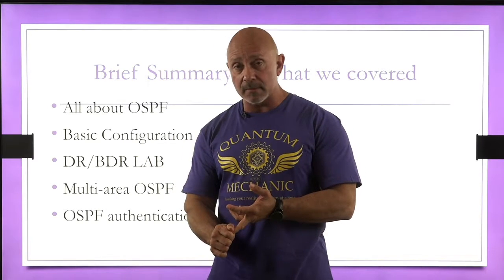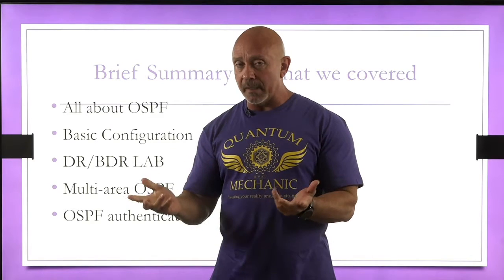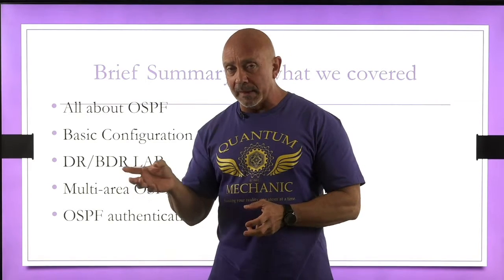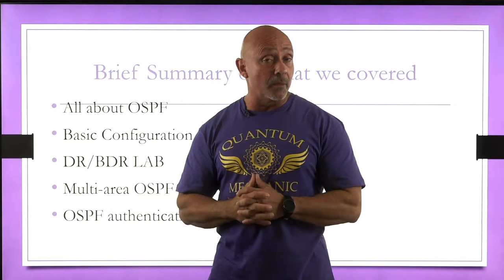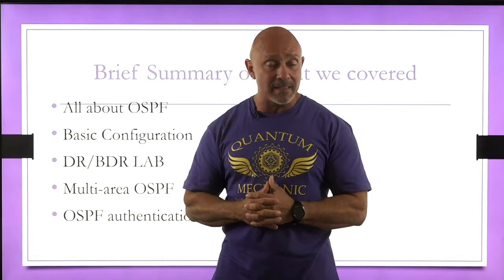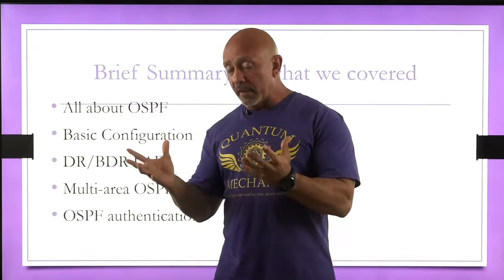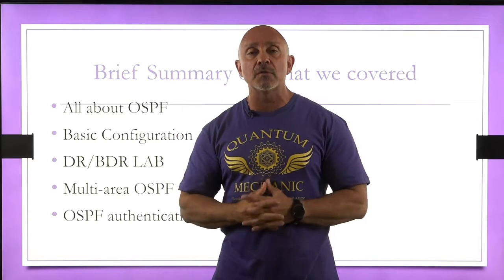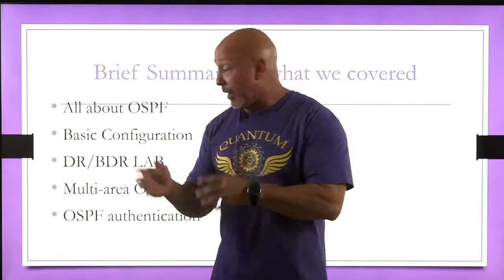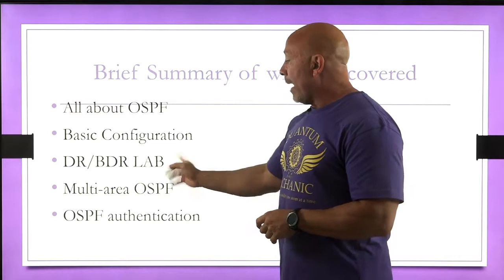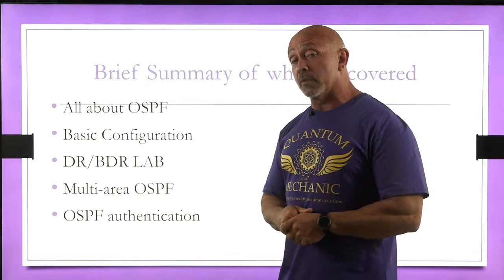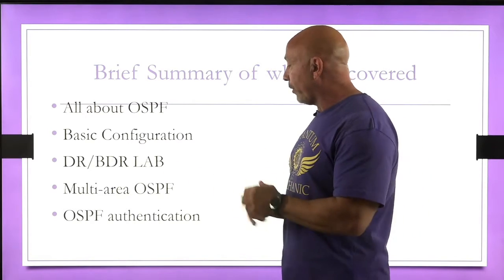There are no limitations, right? Because it's based on areas, you can have from 0 to 4.2 billion areas. You have the process ID number, which is for a local database. When there is no default summarization, we use the wildcard mask plus the area that we're using. And we did multi-area OSPF as well. We configured both. All right.